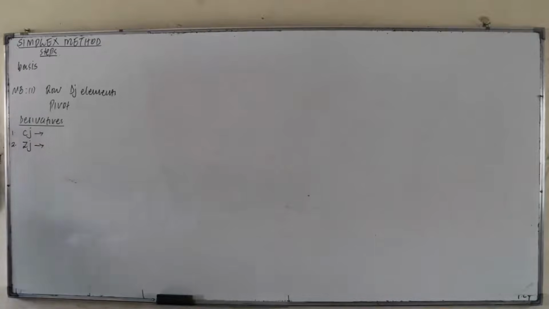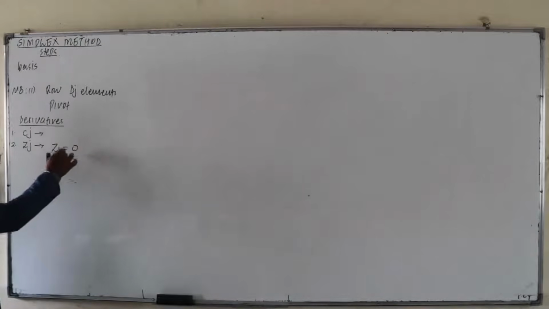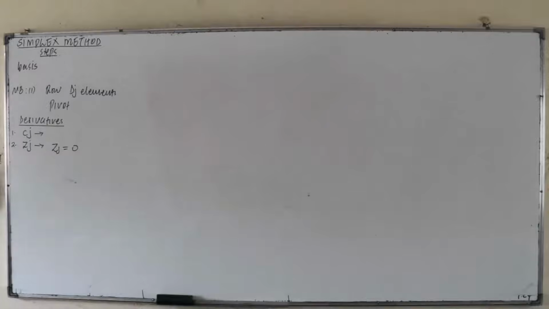Number two, ZJ. This shows the increase or decrease in profit as a result of acquiring an extra unit. For the first table, ZJ is equal to 0.